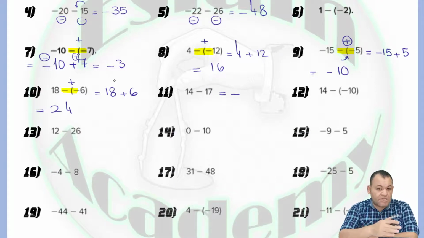14 minus 17. 14 is positive, 17 is negative, 17 is greater than 14, so the answer will be negative, with the sign of the greatest number. The two numbers have different signs, so I will subtract. Subtract the greatest minus the smallest. In all cases, subtract the greatest minus the smallest. 17 minus 14, the answer will be equal to 3.